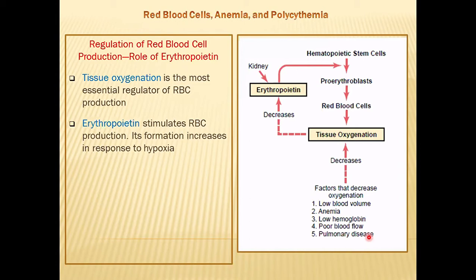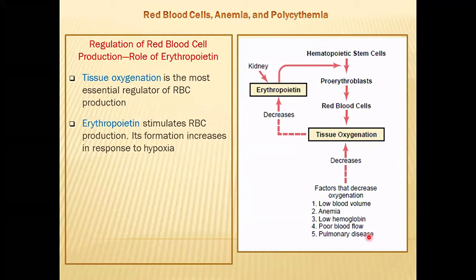Okay. And the most essential regulator of RBC production is tissue oxygenation. So in a hypoxic condition, the bone marrow is stimulated to produce RBC, di ba? Because the RBC are the ones that have the hemoglobin, and the hemoglobin transports the oxygen. So if you have few RBC, few hemoglobin, then fewer oxygen transport. So it will lead to tissue hypoxia.